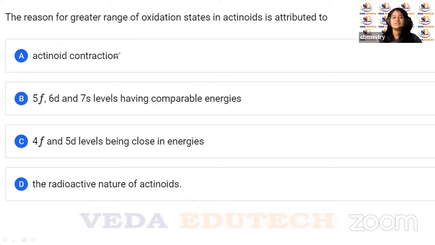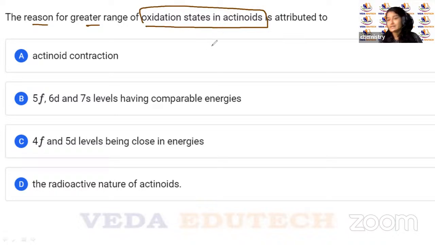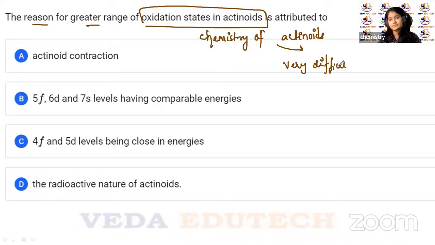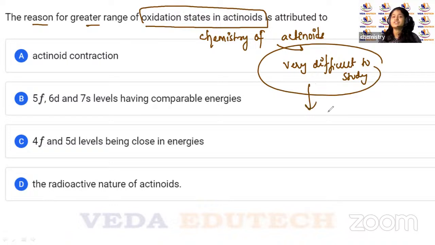So let us see what is given here. The reason for greater range of oxidation state in actinoids. We know that the chemistry of actinoids is very difficult to study, right? Why? Because they have a large number of oxidation states.